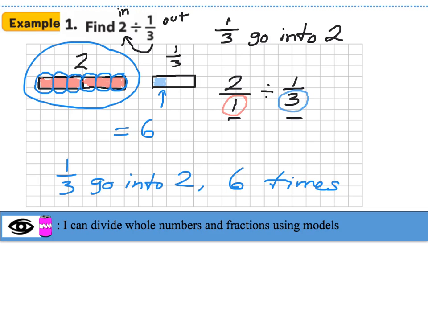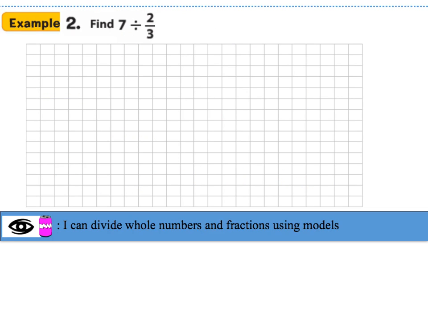So whenever you create these models, it makes it a lot easier to use the grid so that it makes your models look nice and clean. So here's example 2. It says find 7 divided by 2/3. So just like the last problem, let's go ahead and label our in and our out. Our 7 is our dividend, and our 2/3 is our divisor. And I'm going to ask myself, how many times does 2/3 go into 7?